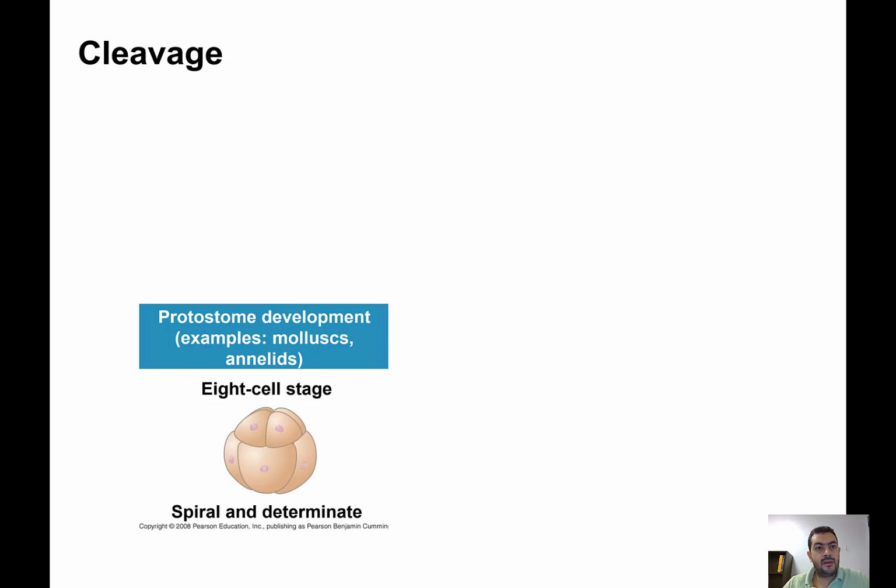So let's start with cleavage, and as we said, cleavage is the rapid cell division. So starting from the 8 cell stage, this 8 cell stage will start to undergo continuous cell division. If, number one, the arrangement of the 8 cell stage is spiral, so spiral means that the two tiers of the cells, each cell is a little bit rotated, a little bit angled relative to the one below. So if it is spiral, and if the fate of the cell is determined, so each one of these 8 cells has a determined fate, if these two criteria are there, we will consider the animal to be of protostome development.